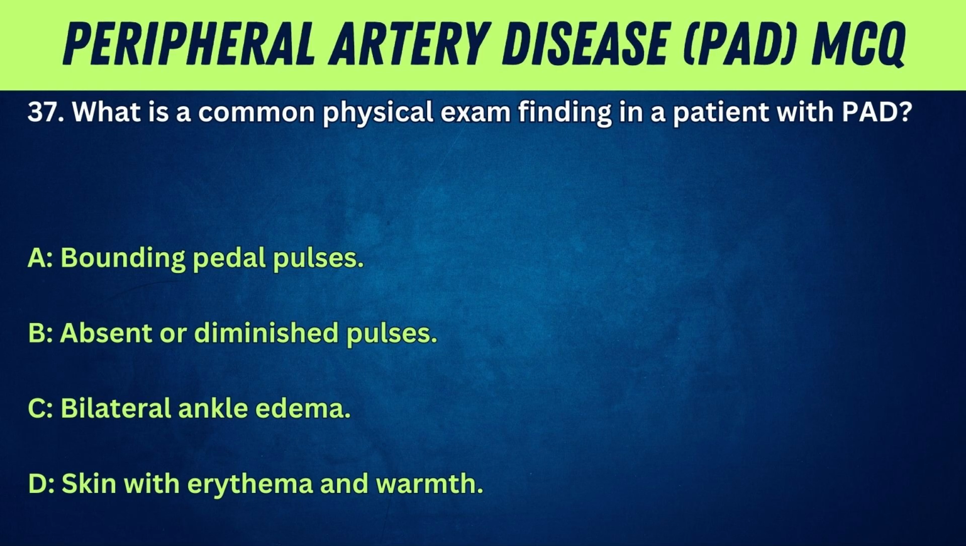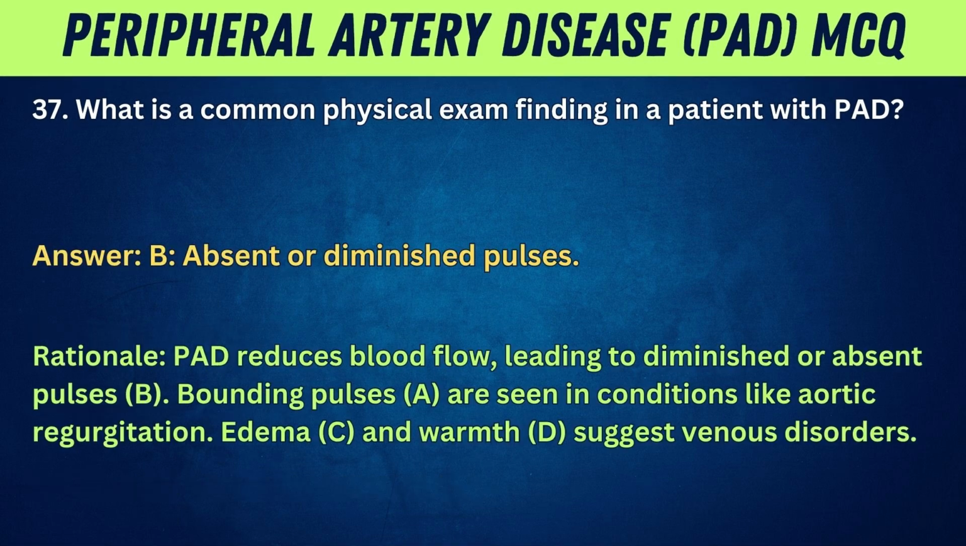37. What is a common physical exam finding in a patient with PAD? A. Bounding pedal pulses. B. Absent or diminished pulses. C. Bilateral ankle edema. D. Skin with erythema and warmth. Answer: B. Absent or diminished pulses. Rationale: PAD reduces blood flow, leading to diminished or absent pulses. Bounding pulses, A, are seen in conditions like aortic regurgitation. Edema, C, and warmth, D, suggest venous disorders.